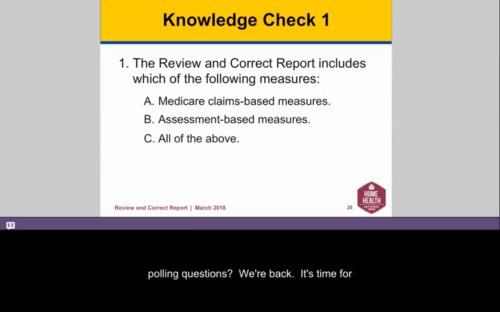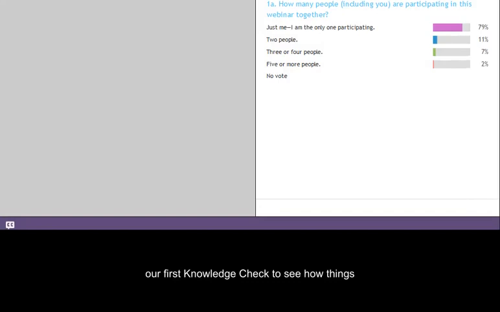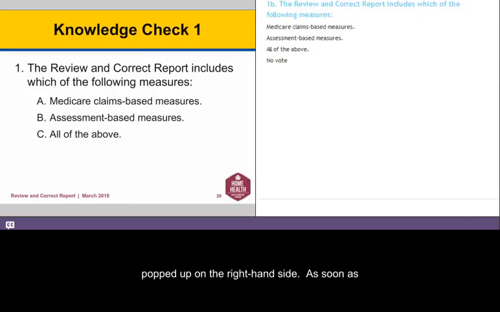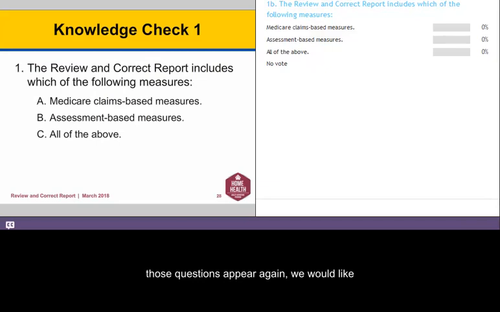Remember those polling questions? We're back. It's time for our first knowledge check to see how things are going. Your polling screen has just popped up on the right-hand side. As soon as those questions appear again, we would like you to look at and check off in the little round circle next to your answer. The Review and Correct report includes which of the following measures? Claims-based, assessment-based, or above?